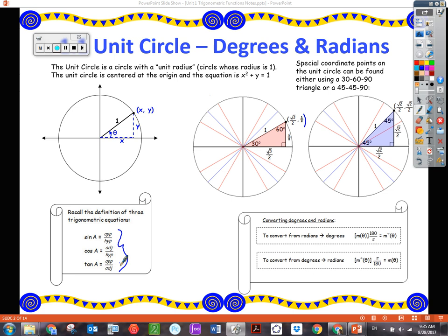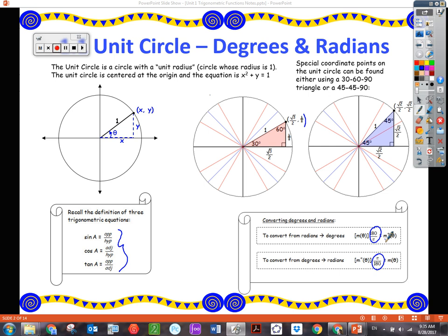Just reminders. The other thing that we're going to be doing today is converting from degrees to radians and radians to degrees. These are our conversion factors, either 180 over pi or pi over 180. Think about it like you would dimensional analysis. Now, radians typically have pi in them. They don't have to, but many times they do.